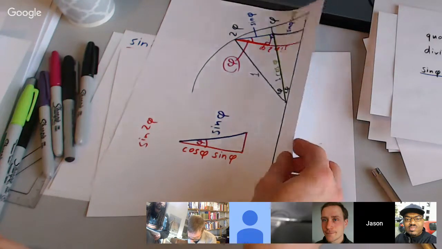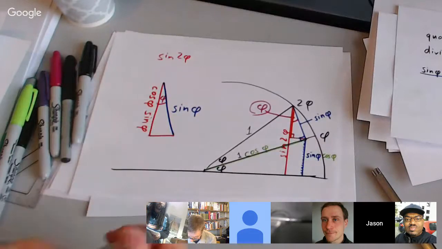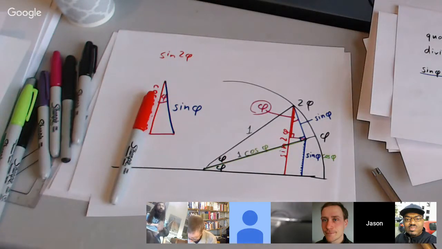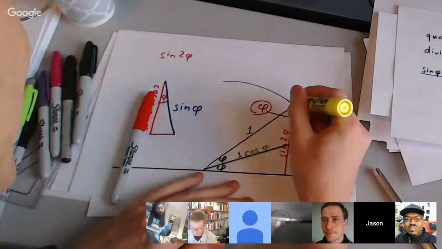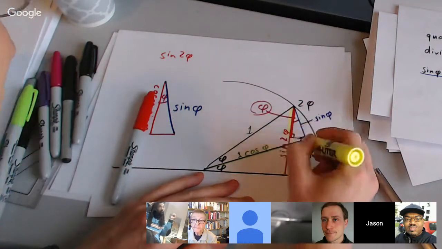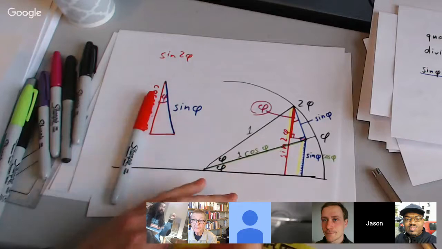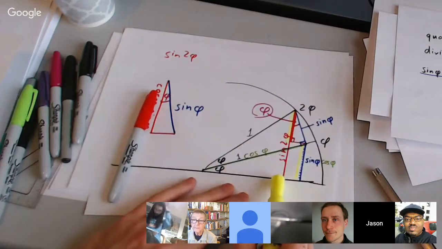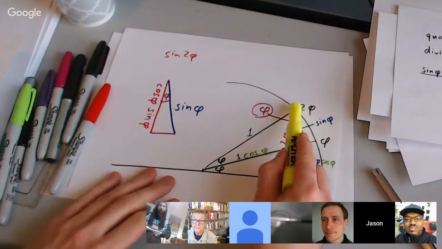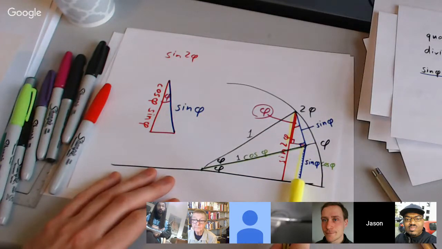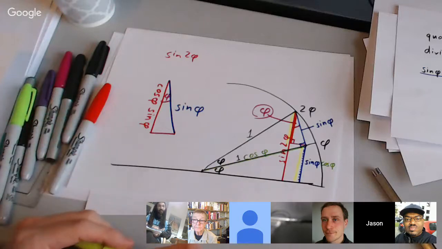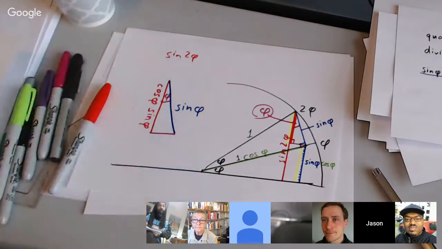So if we put these two together, one more color. Okay. So our sine of 2 phi is made up of two pieces, cosine phi sine phi and sine phi cosine phi. Put it together, it's 2 sine phi cosine phi.